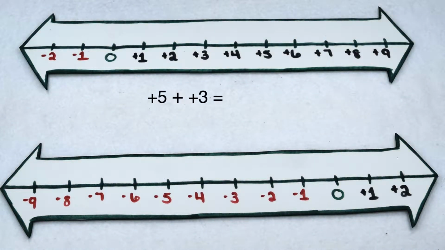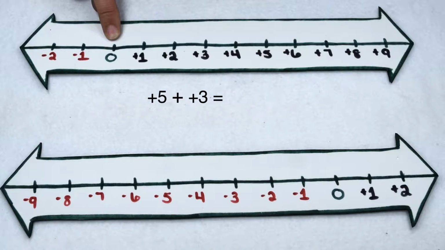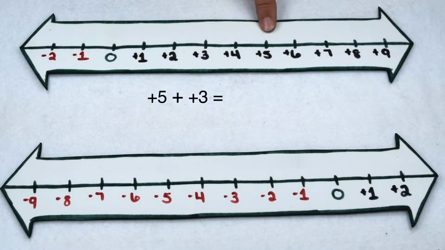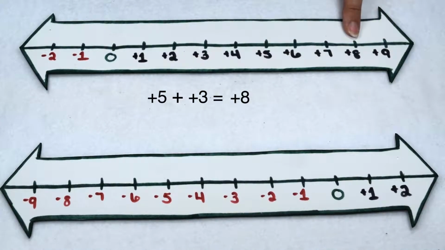I want to add positive 5 plus positive 3. Well, all addition problems start from 0. Our number tells us the distance and our sign tells us the direction. So positive 5 tells me I'm going to go 5 spaces, and the positive tells me it's going to be to the right. So 5 spaces to the right from 0 lands me at positive 5. From there, I need to add positive 3. Again, distance and direction tells me I'm going to go 3 spaces to the right, so I'm going to land at positive 8. So positive 5 plus positive 3 gives me positive 8.